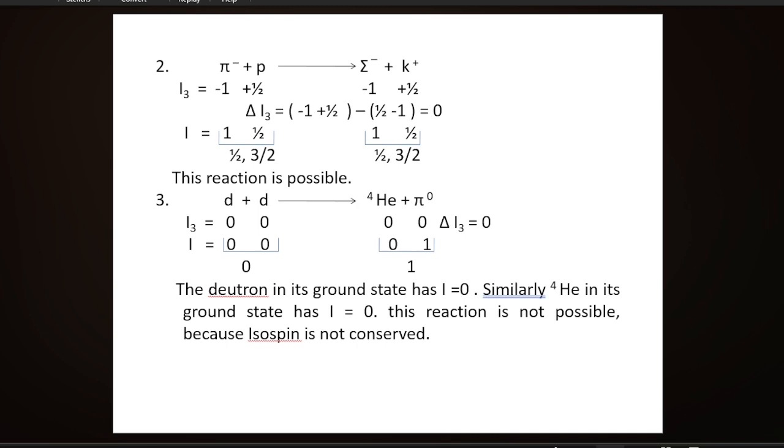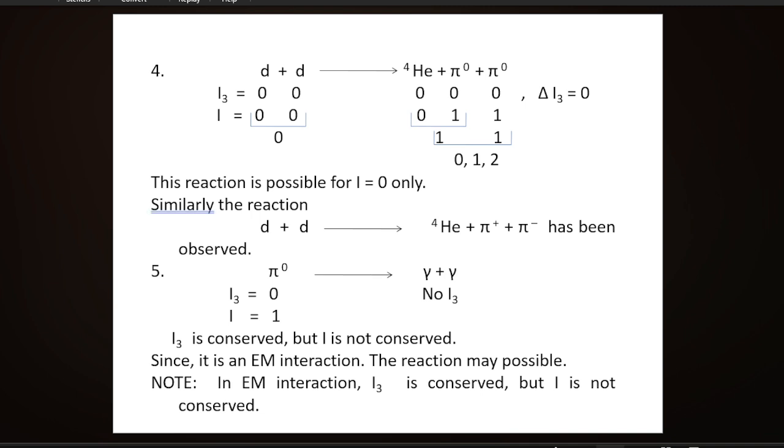Similarly, there are two other examples. The deuteron in its ground state has I equals 0. Similarly, helium in its ground state has I equals 0. This reaction is not possible because isospin is not conserved.